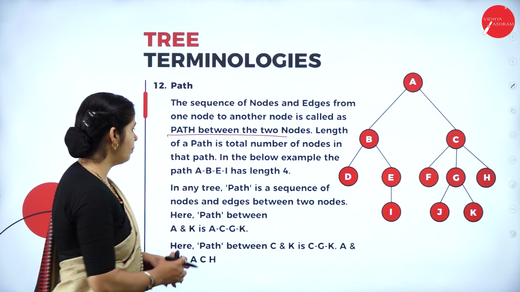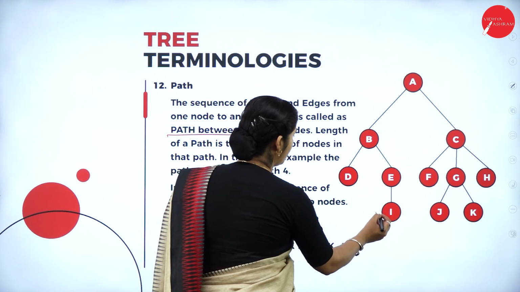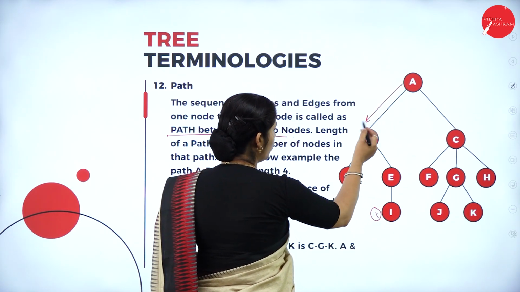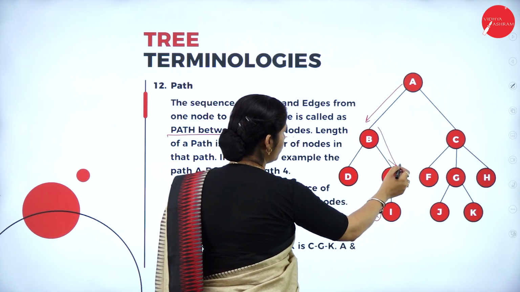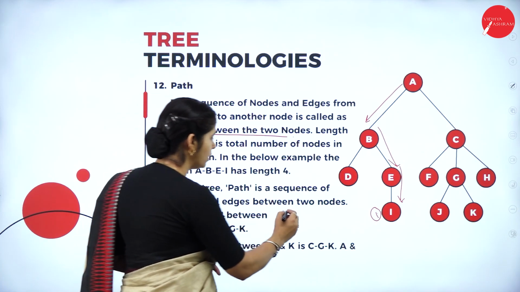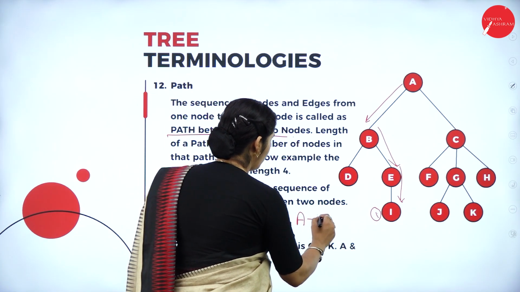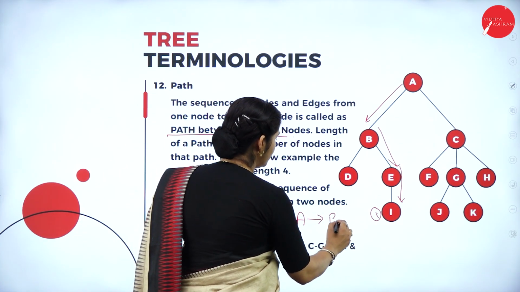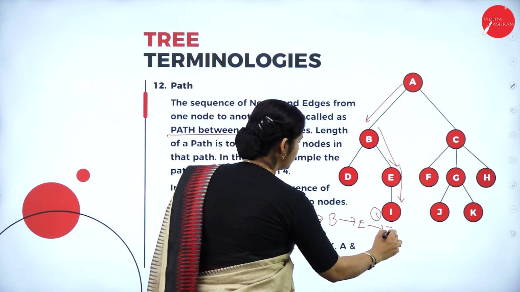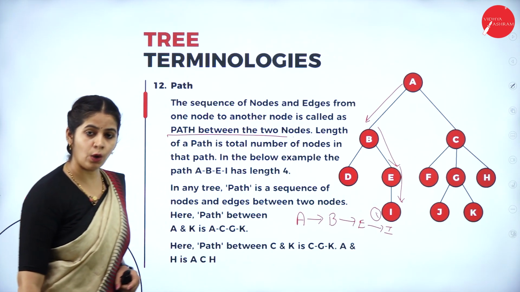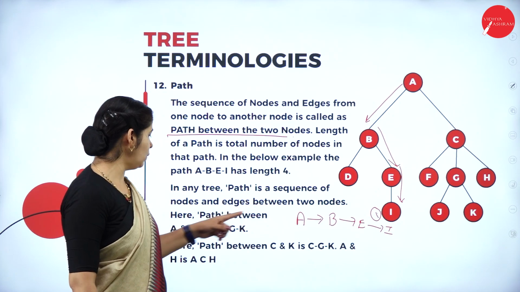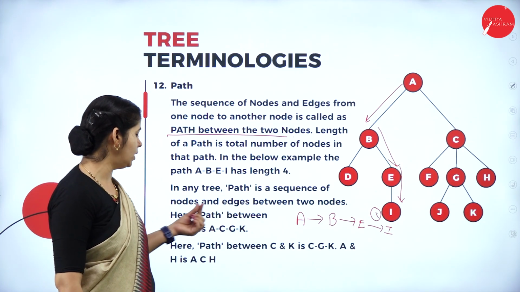In the below example, what is the path to reach the particular node I? From A, I am going to node B. From node B, I am going to node E. From node E, I am going to node I. That is called a path. From node A, edge, then node B, then edge, then node E, then edge, then we reach the required node, that is node I. Path is a sequence of nodes and edges between the nodes.